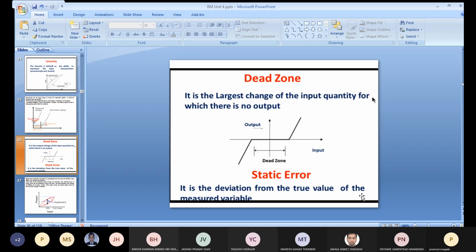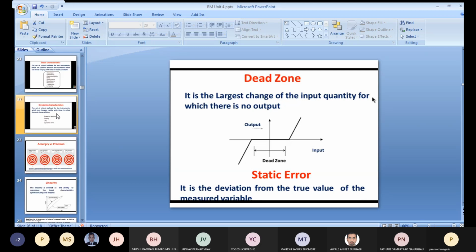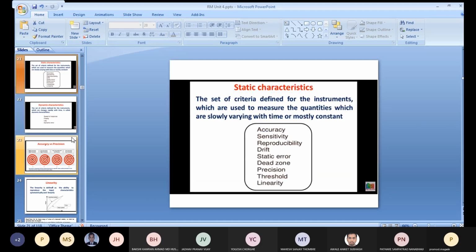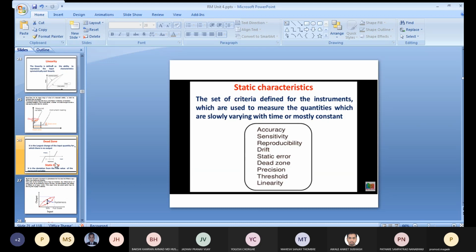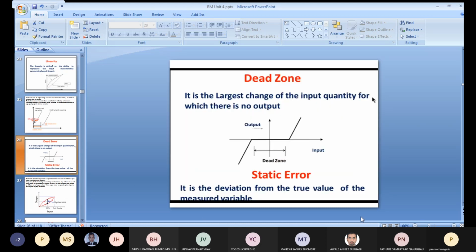If the instrument we are using has such an error, it will not fulfill our purpose or give the proper outcome. That's why we need to avoid static error, and it comes under the category of static characteristics which we have seen. Right now we are seeing these static characteristics, correct? So this is about static error.